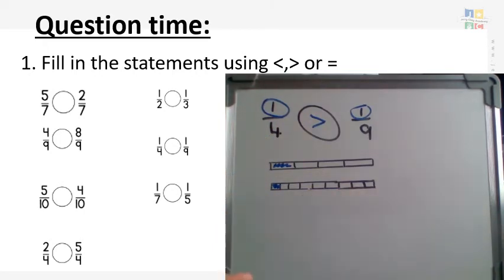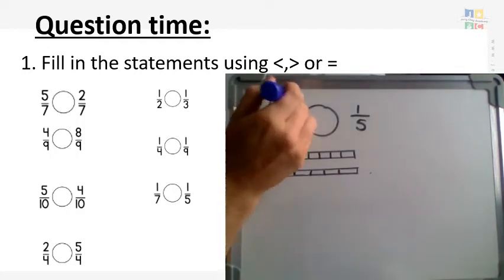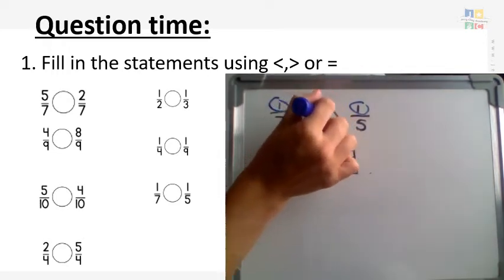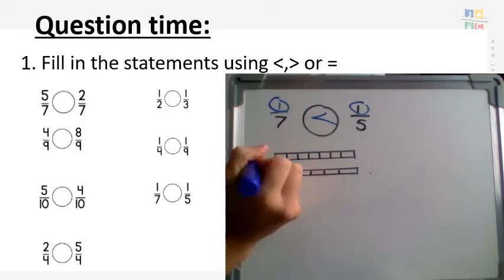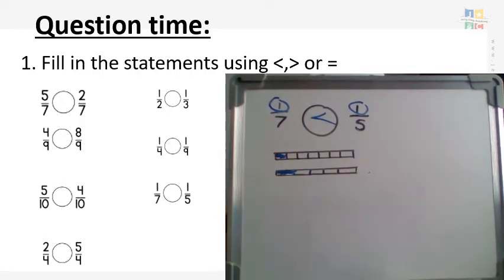Okay, let's have a look at the next one then. So this one, if I look at it again, I've got the same numerator of 1, I've got different denominators. If I was sharing between 7 people compared to 5 people, I would have a smaller amount of chocolate. So I would say that 1/7 is less than 1/5, because if I shade in what 1/7 would look like, showing what 1/5 would look like, I can see that a 5th is going to be greater than a 7th.